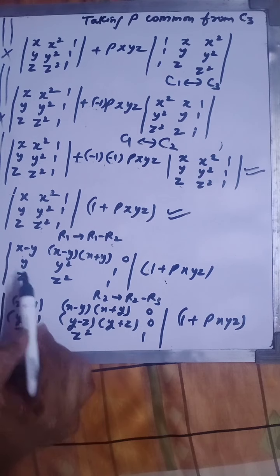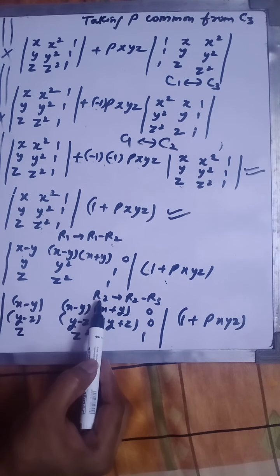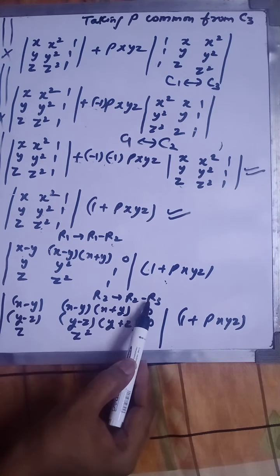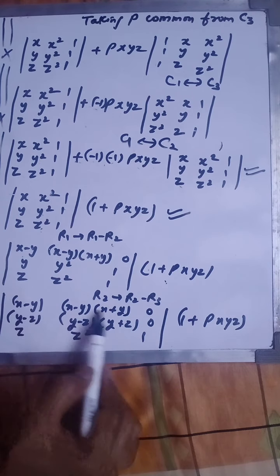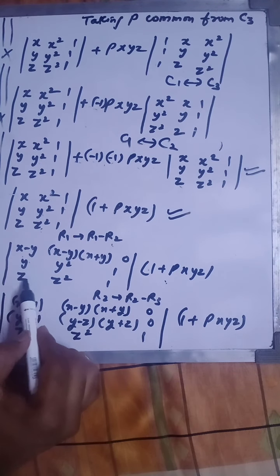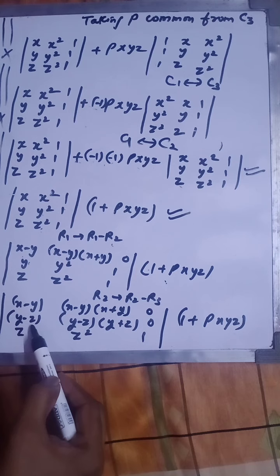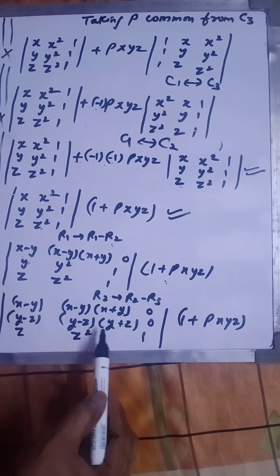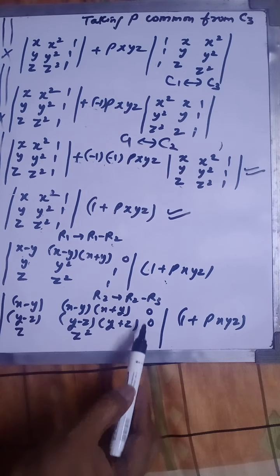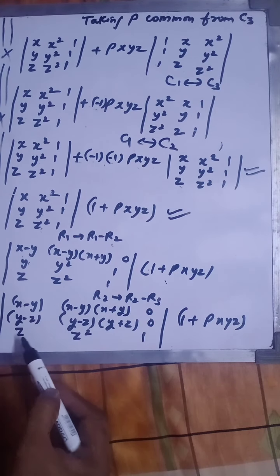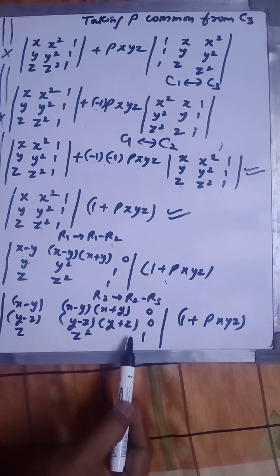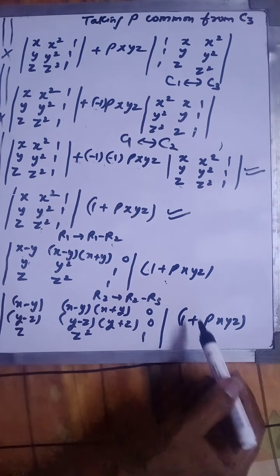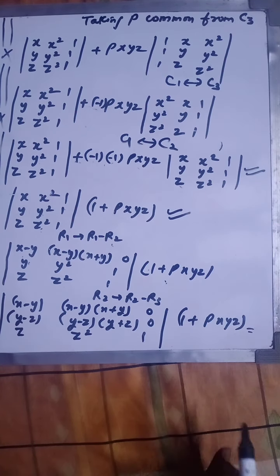After that, again I'm applying this operation, r2 goes to r2 minus r3. So the first row will remain the same. In the second you have to write this minus this, that is y minus z. So y minus z is coming. This minus this, so y square minus z square, you can write as y minus z times y plus z. This minus this, you will write 0. And the third row will remain the same. Okay, and this you have to copy.